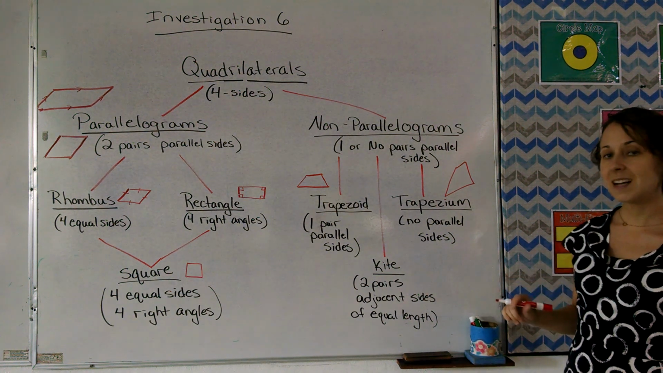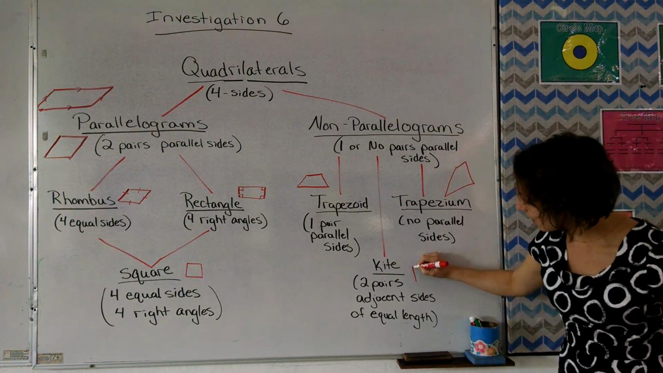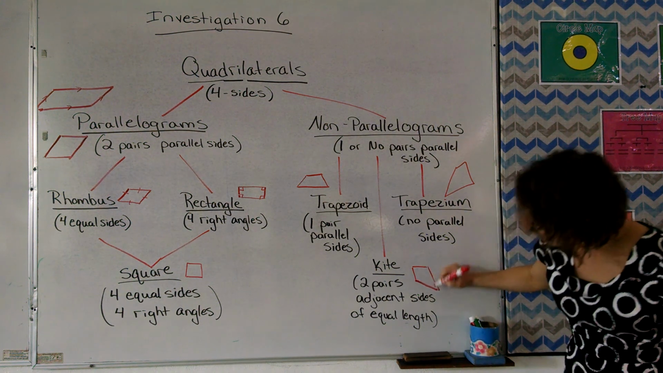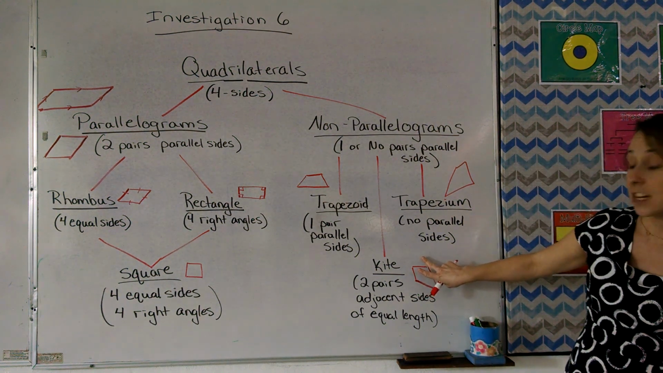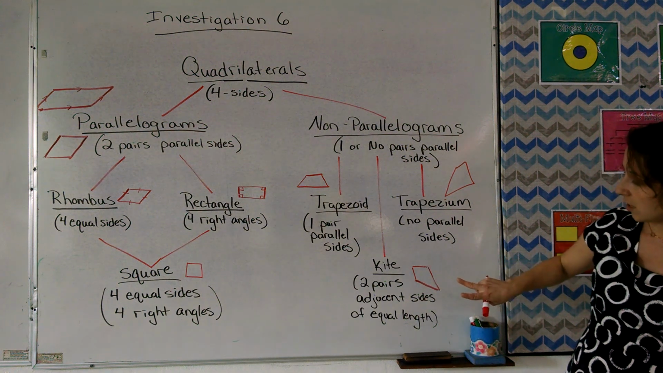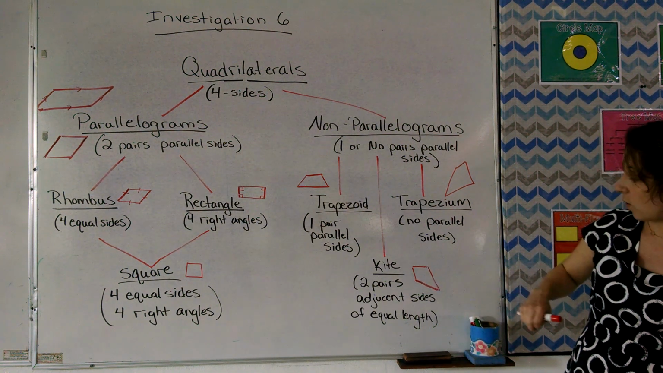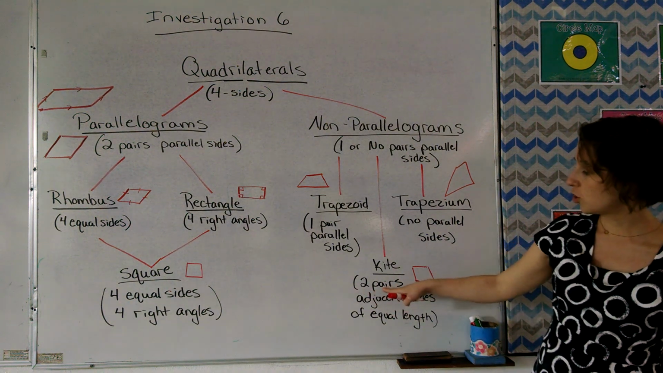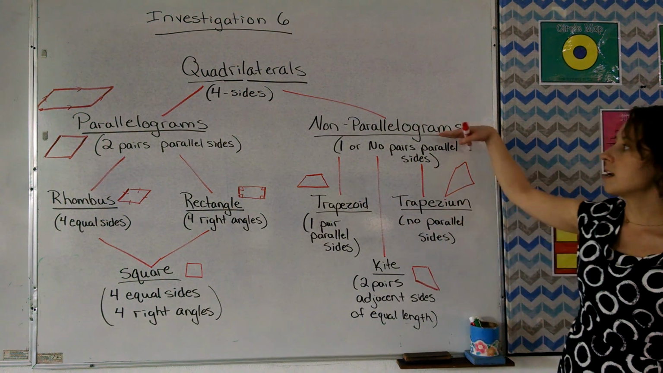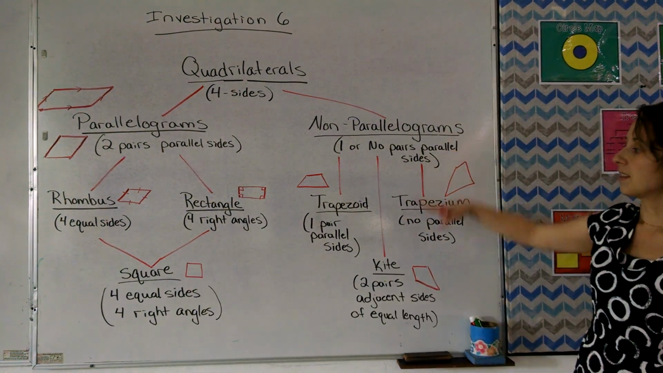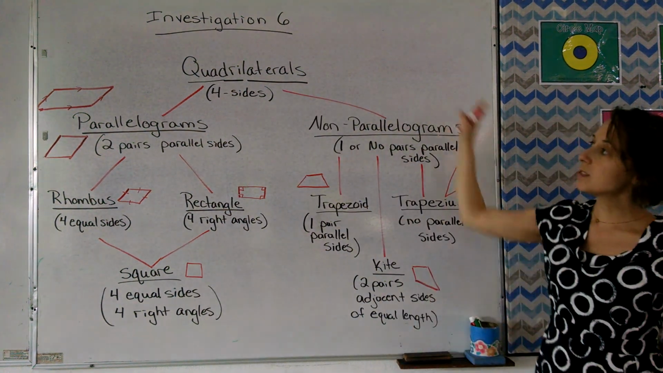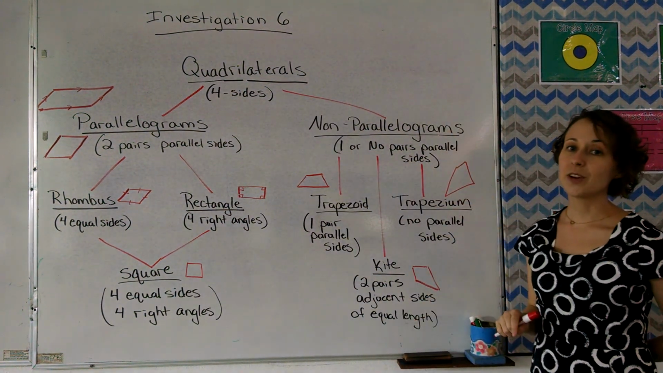And last but not least is a kite, which does look exactly like a kite. There's our top part, here's our bottom. In a kite, adjacent sides, so that's touching sides, are equal length. So we've got a pair of adjacent sides that are equal there, and another pair that are equal here. In total, we have 2 pairs of adjacent sides with equal length. All 3 of these are non-parallelograms, but all 3 of them are quadrilaterals. Use this tree to help you with the rest of your investigation.